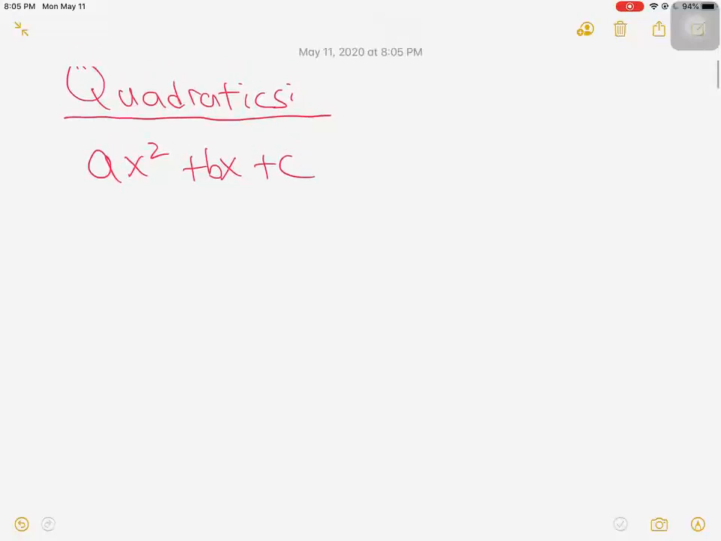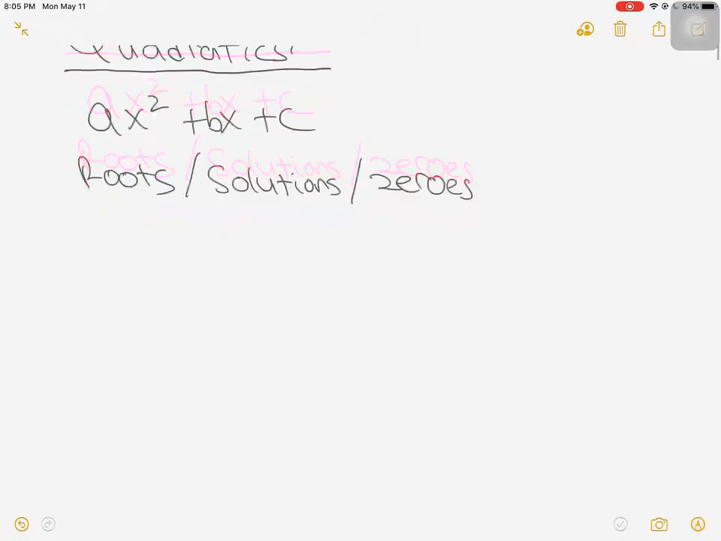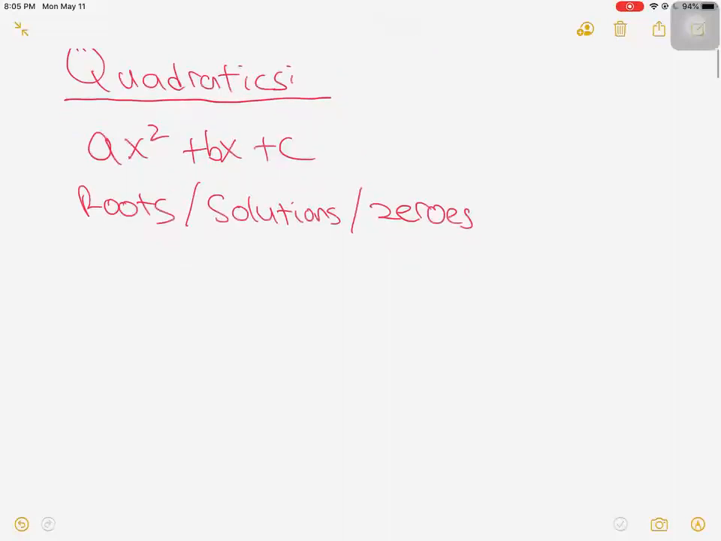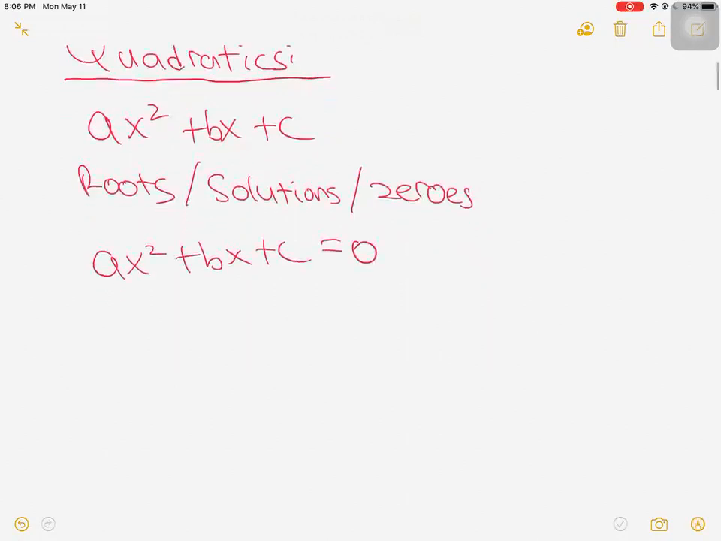And then one of the most important things you can find from a quadratic is called the roots. Now, roots have a lot of different names that you might hear. You might hear them called solutions, or maybe zeros, or x-intercepts and stuff. But just know they're all the same thing. So what it is basically is what values of x such that the expression ax squared plus bx plus c is equal to 0. That's the definition of a root.